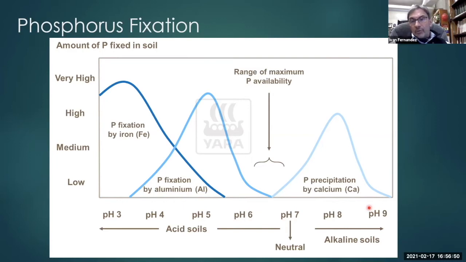So if you overlime a soil, you can immobilize your available phosphorus.